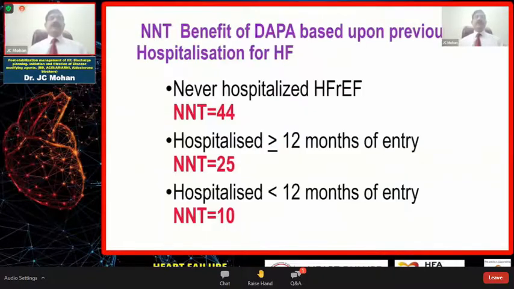Why is it that you have to give dapagliflozin or another SGLT2 inhibitor as quickly as possible after stabilization? You should see the last line. It says patients who have been hospitalized in the last 12 months get the maximum benefit of SGLT2 inhibitors. The number needed to treat is just 10 compared to a number needed to treat of 44 in those who have never been hospitalized. So a hospitalized patient is a high-risk phenotype, likely to get 4 times greater benefit with dapagliflozin compared to those who have never been hospitalized.